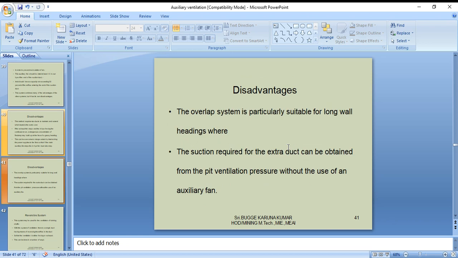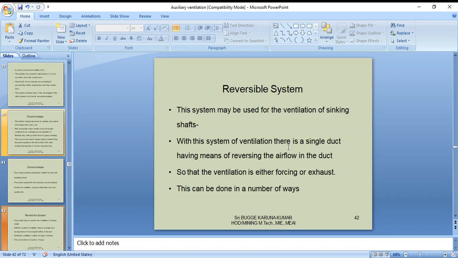The overlapping system is particularly suitable for longwall headings, where the suction required for the extra duct can be obtained through the pit ventilation pressure without the use of an auxiliary fan system.